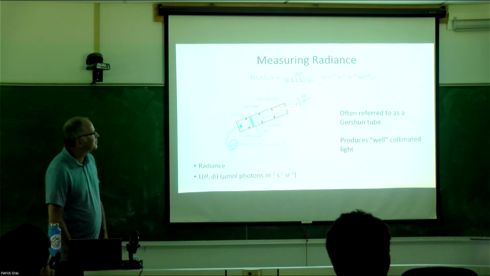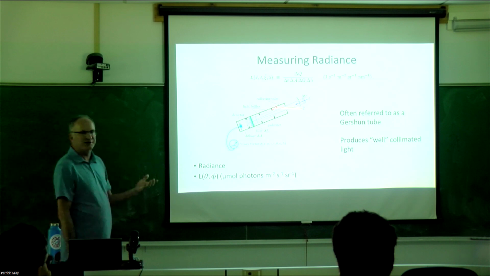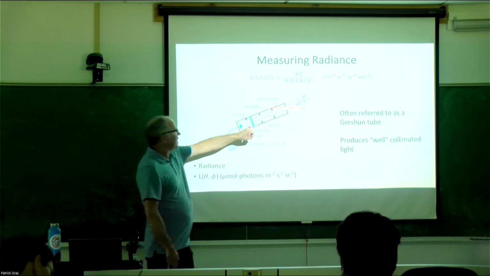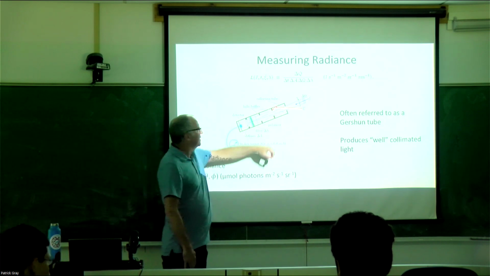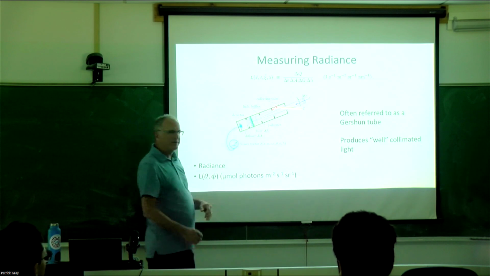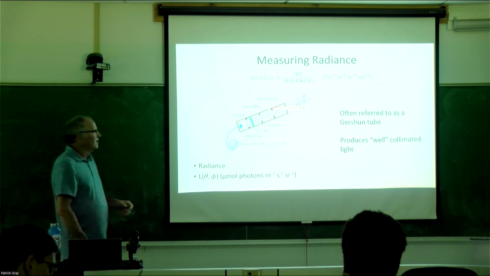So how do we measure radiance? Again, there's the radiance definition. I mentioned a Gershun tube already. It's basically a tube that has a slight opening at the end of the tube, and then it has baffles downstream to try to keep that light collimated or make it more collimated.